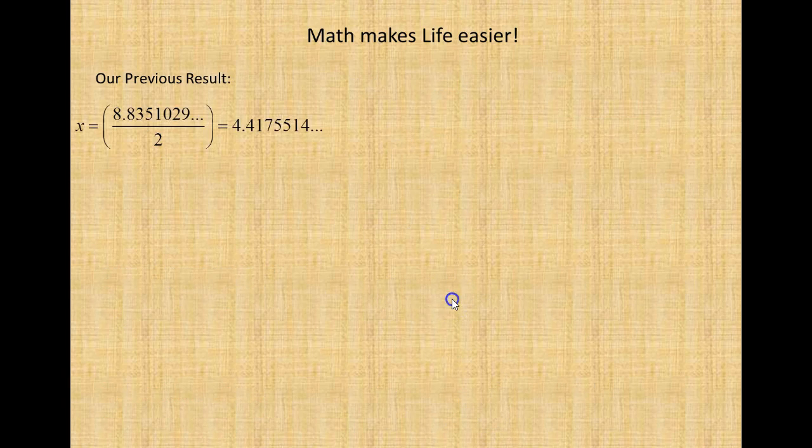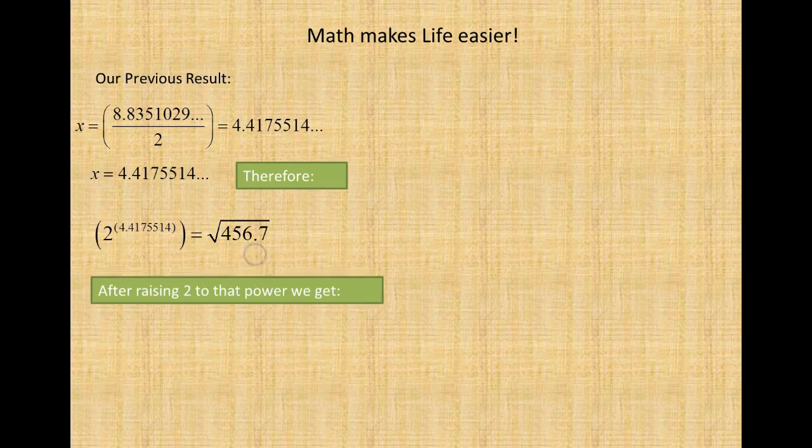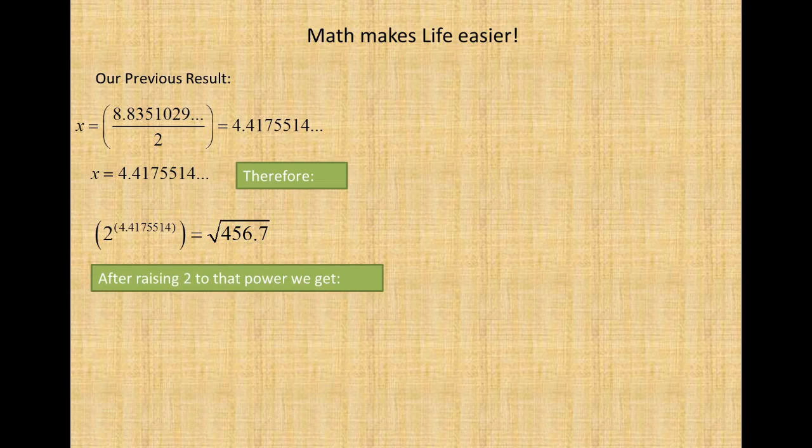Our previous result is here. So, therefore, 2 raised to the power of 4.175514 is equal to the square root of 456.7. After raising 2 to that power, we get 21.37 for the square root of 456.